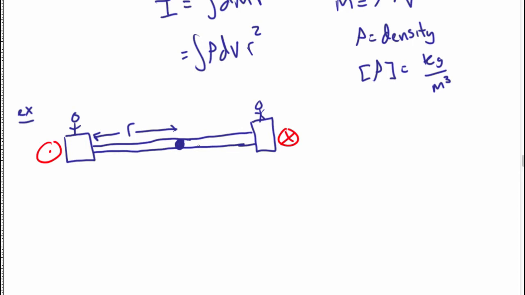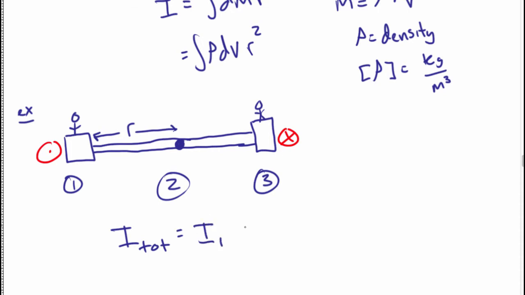So really what we have here is three different objects. We have the box on the left with the person. We have the continuous object in the middle, the continuous cylinder, and then we have the box on the right. So if I want to get the total moment of inertia of this system, thereby enabling me to calculate kinetic energy, I simply have to add together the individual moments of inertia from each of those three objects.